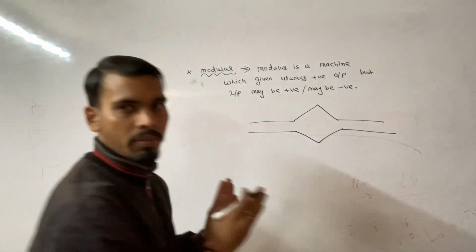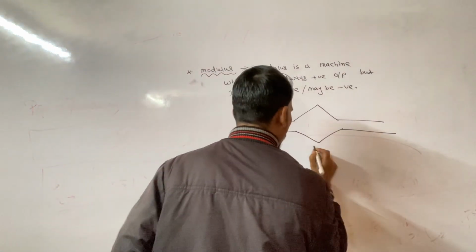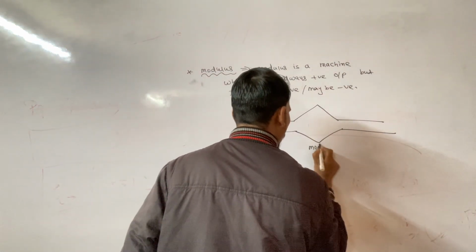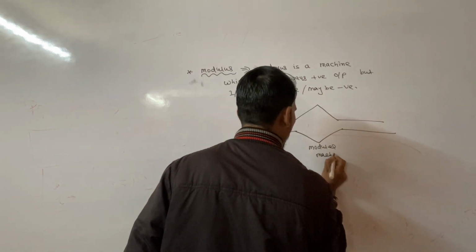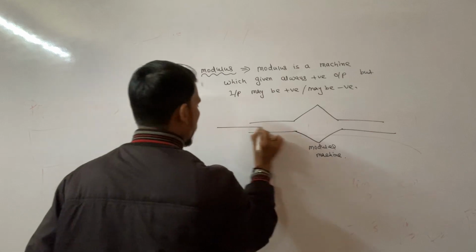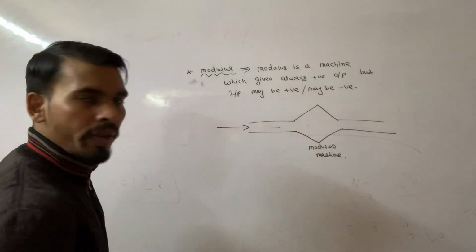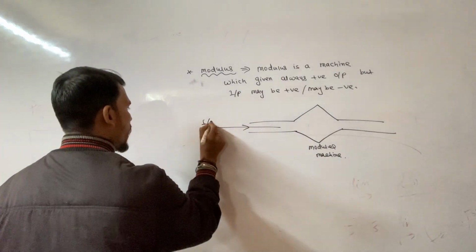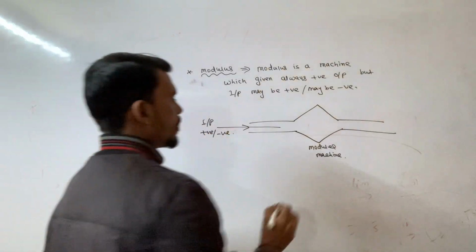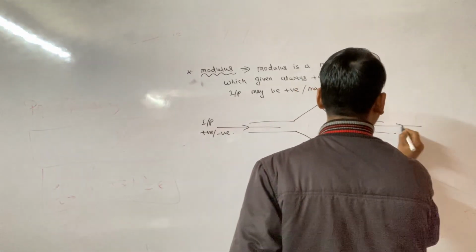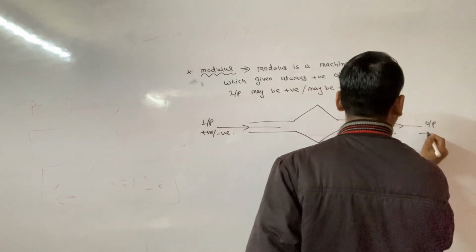Suppose we take a machine. This machine will be modulus machine, and in this machine input may be positive or negative, but output will be always positive.